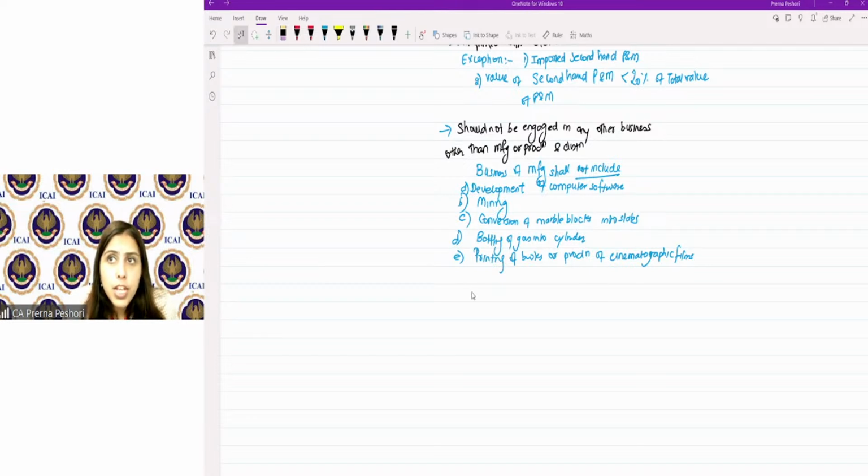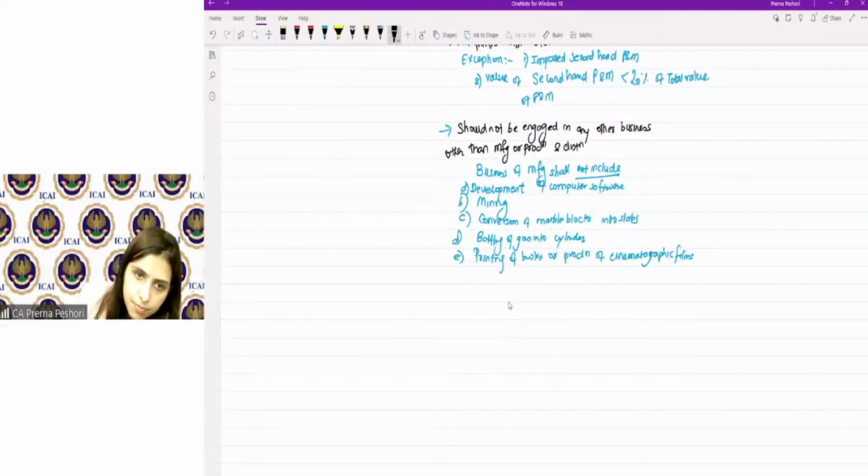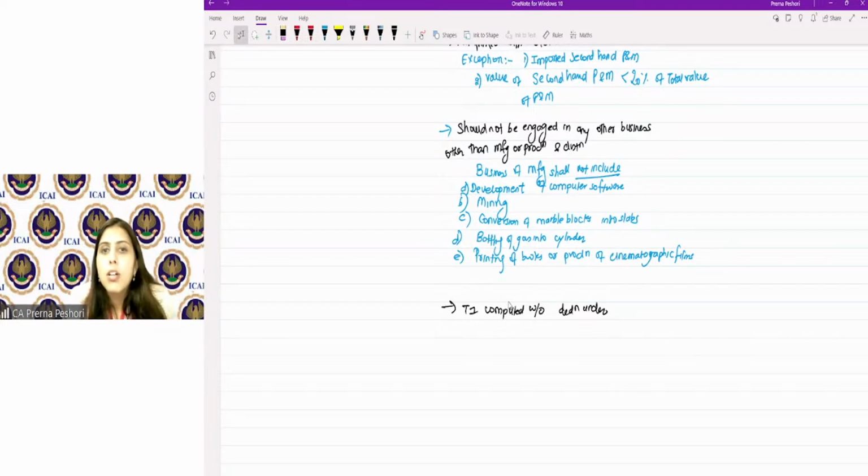Then what is the next condition which they have given? That the total income shall be computed without any deductions under the following. So these were the conditions basically, and then we have a total income condition: total income computed without the deductions under the following. Now, what are the deductions which are disallowed? Let's look at it one by one.